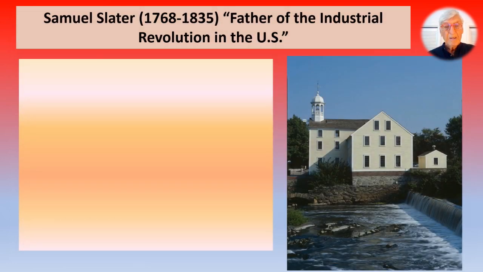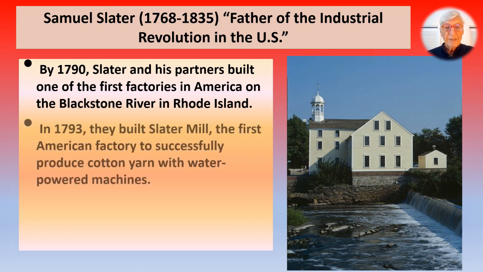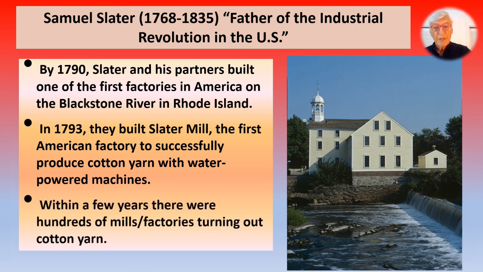By 1790, Slater and his partners built one of the first factories in America on the Blackstone River in Rhode Island. In 1793, they built Slater Mill, the first American factory to successfully produce cotton yarn with water-powered machines. Within a few years, there were hundreds of mills and factories turning out cotton yarn, and that's a picture of it today. You can go and visit.